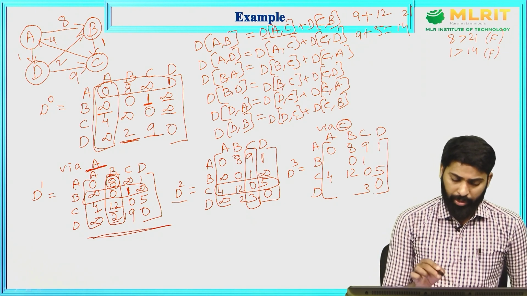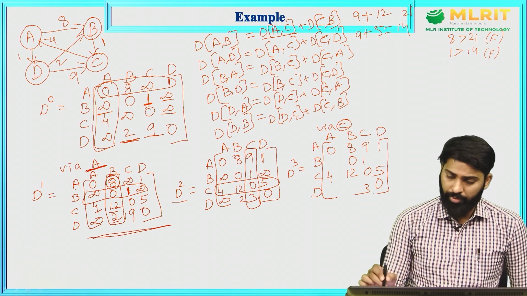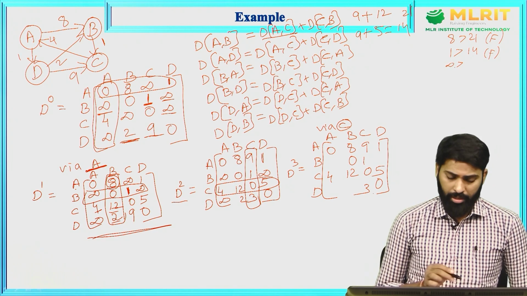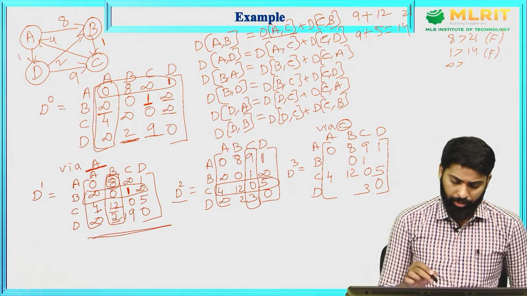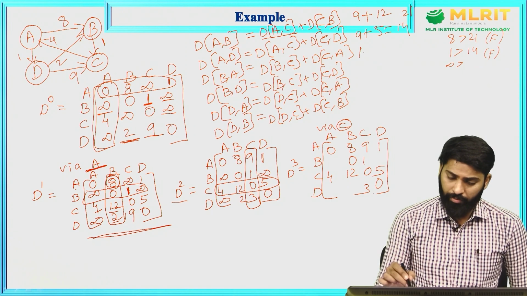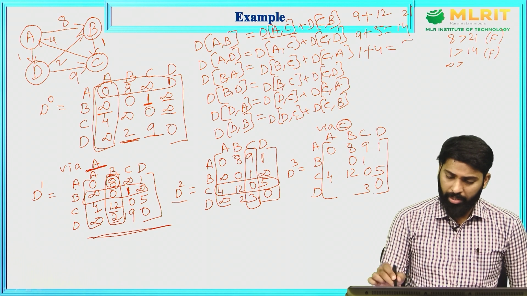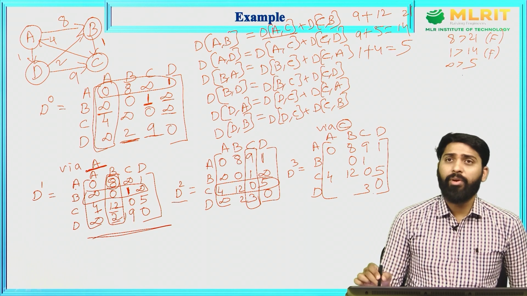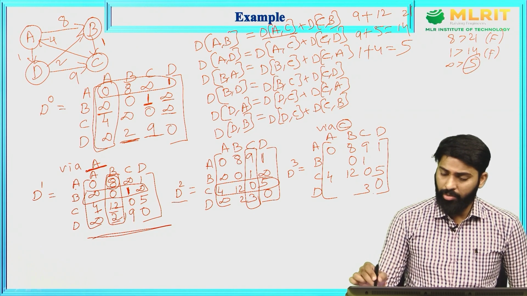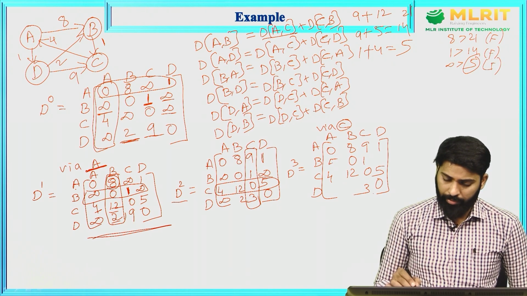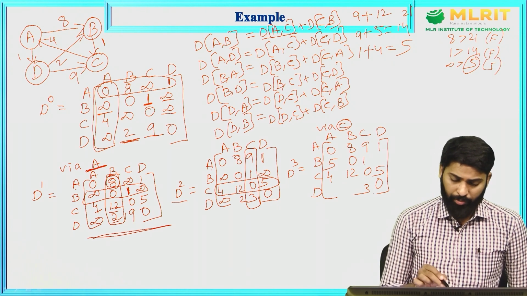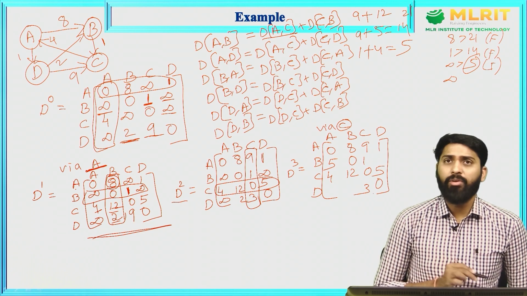Next, distance of B to A. B to A is infinity. Actual value is infinity. Now find distance of B to C. B to C is 1. So distance of C to A is 4. So 1 plus 4, 5. So infinity greater than 5. So now this is true. So I write 5.